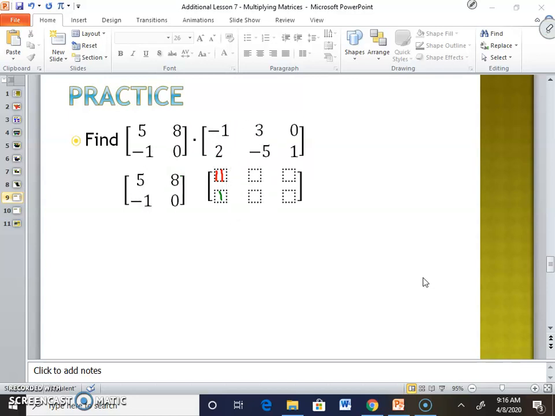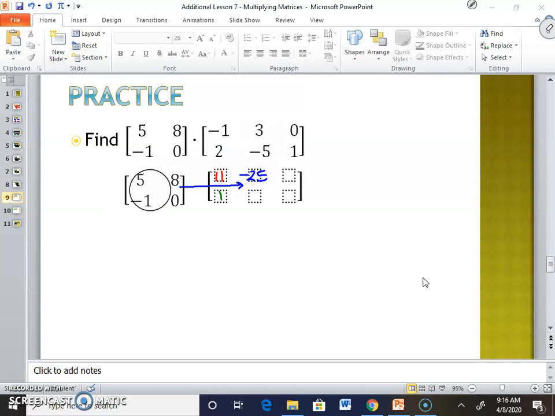Okay? Next, I'll have 3 and negative 5 and 5 and 8. So 3 and 5 gives me 15. 8 and negative 5 gives me negative 40. Add those together, it gives me negative 25.